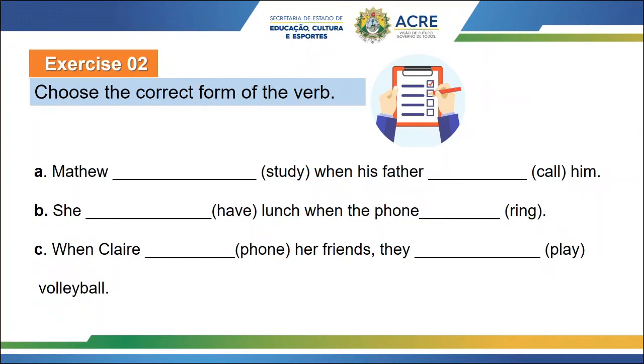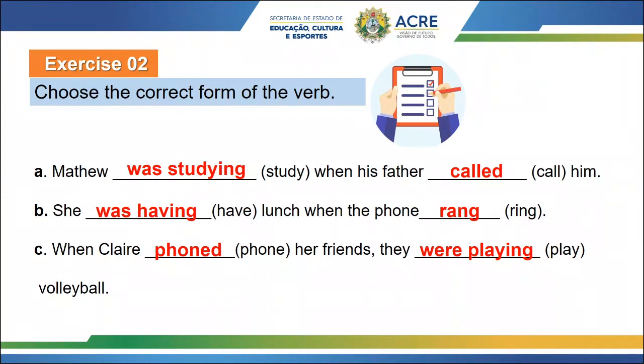Okay, now let's correct. Matthew was studying. Remember, he was studying when his father called him. B. She was having lunch when the phone rang. Ring is an irregular verb: ring, rang. C. When Claire phoned her friends, they were playing volleyball. Okay?